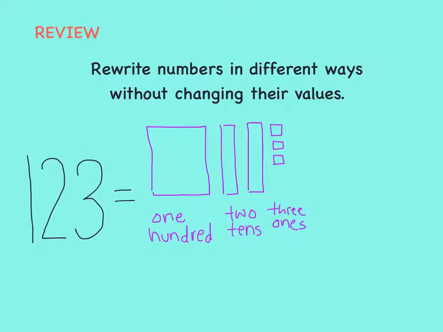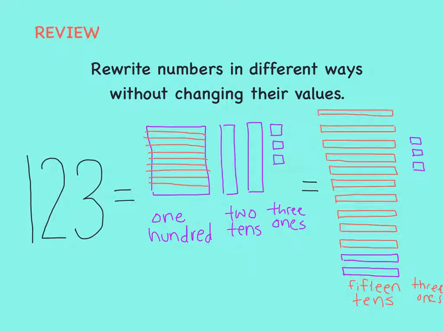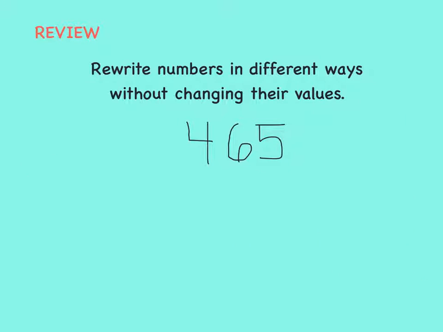Or let's try the number 123. It can be represented with 1 hundreds block, 2 tens, and 3 ones. Or we could break the hundreds block into 10 tens and have 12 tens and 3 ones. We could go even further to break those tens blocks down into all ones, and we would just have 123 ones blocks. We can represent these numbers in many different ways without ever changing their values. This will come in handy when we need to regroup numbers.